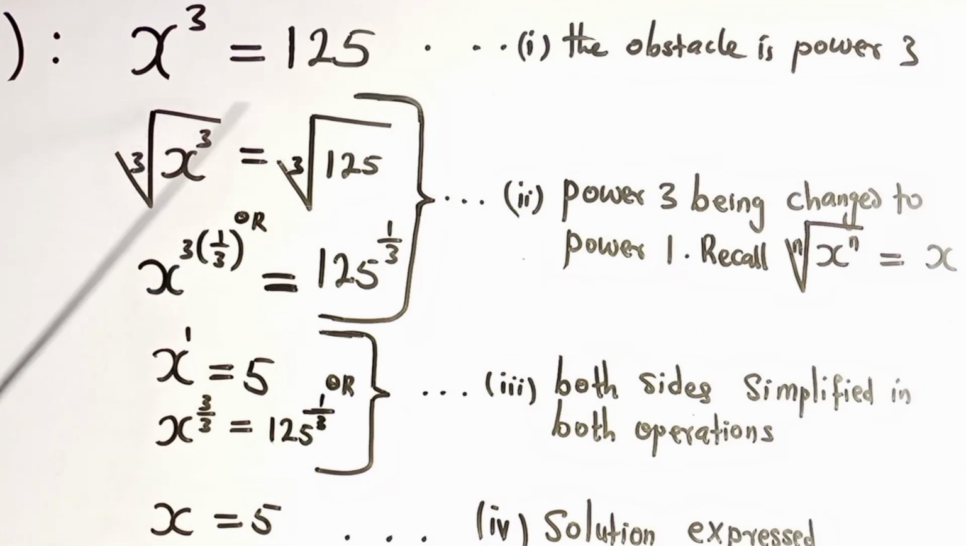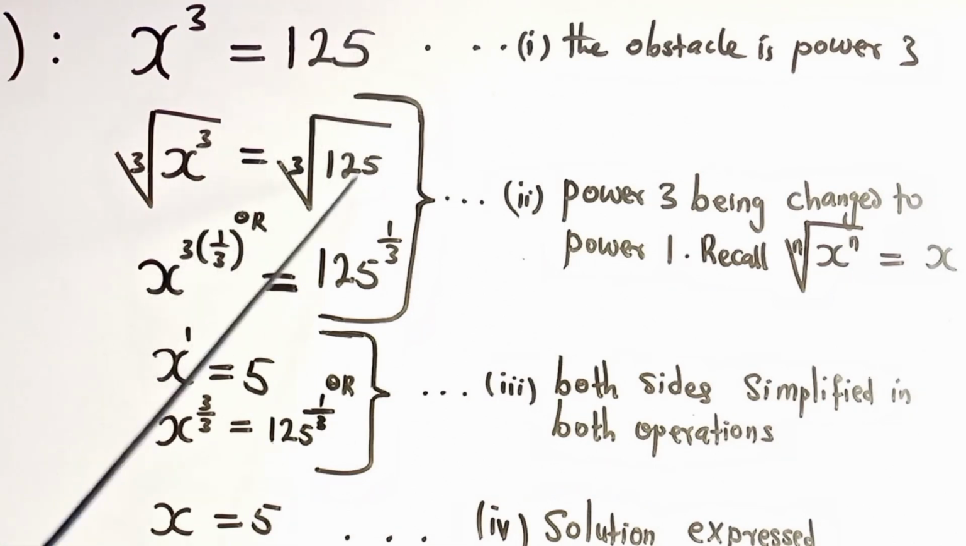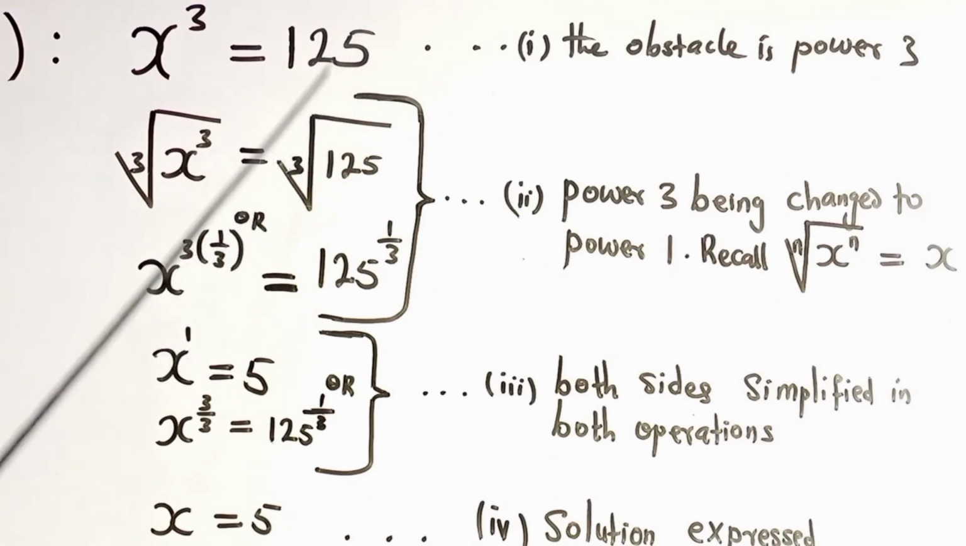Here, cube root. Here also cube root. What is the cube root of 125? It is equal to 5. What do we mean by the cube root of 125? It simply means find a number which multiplies itself, appearing 3 times, to give us 125. Of course, the number that multiplies itself and appears 3 times to become 125 is 5.